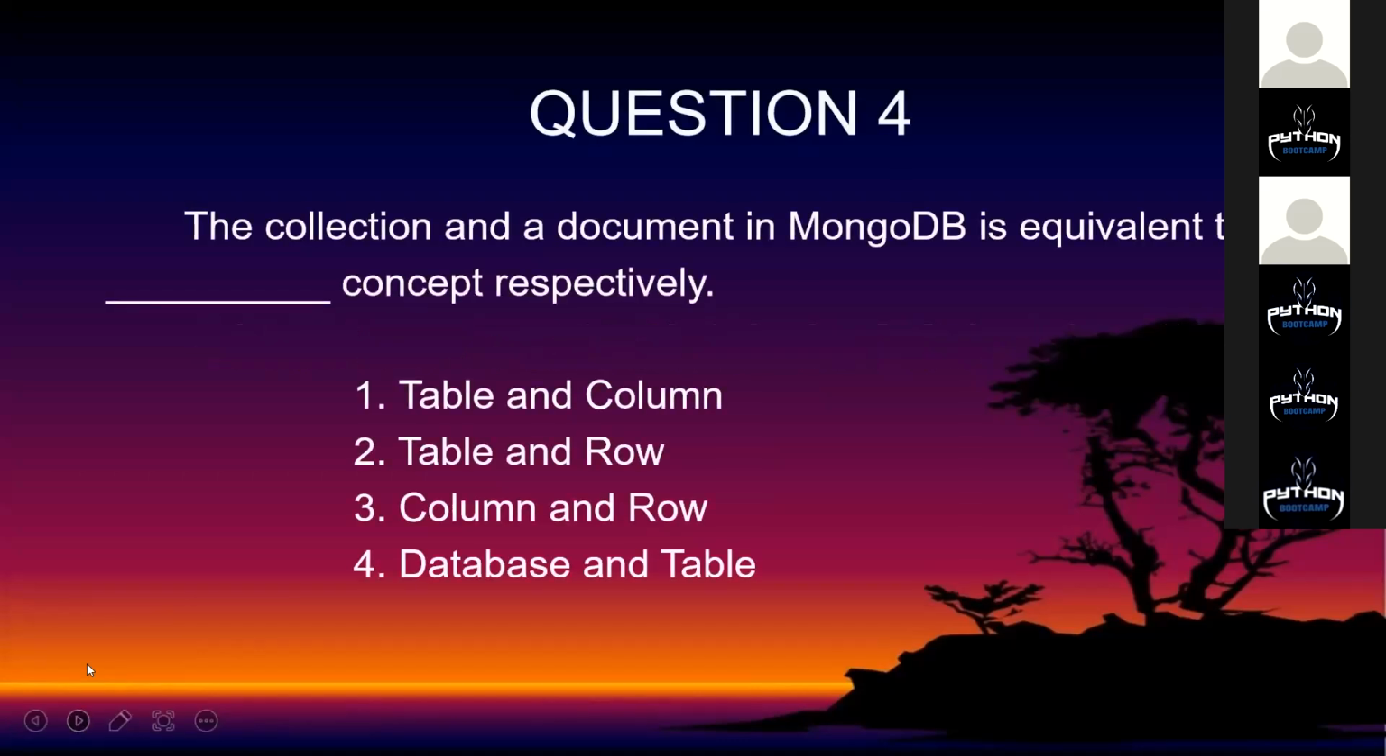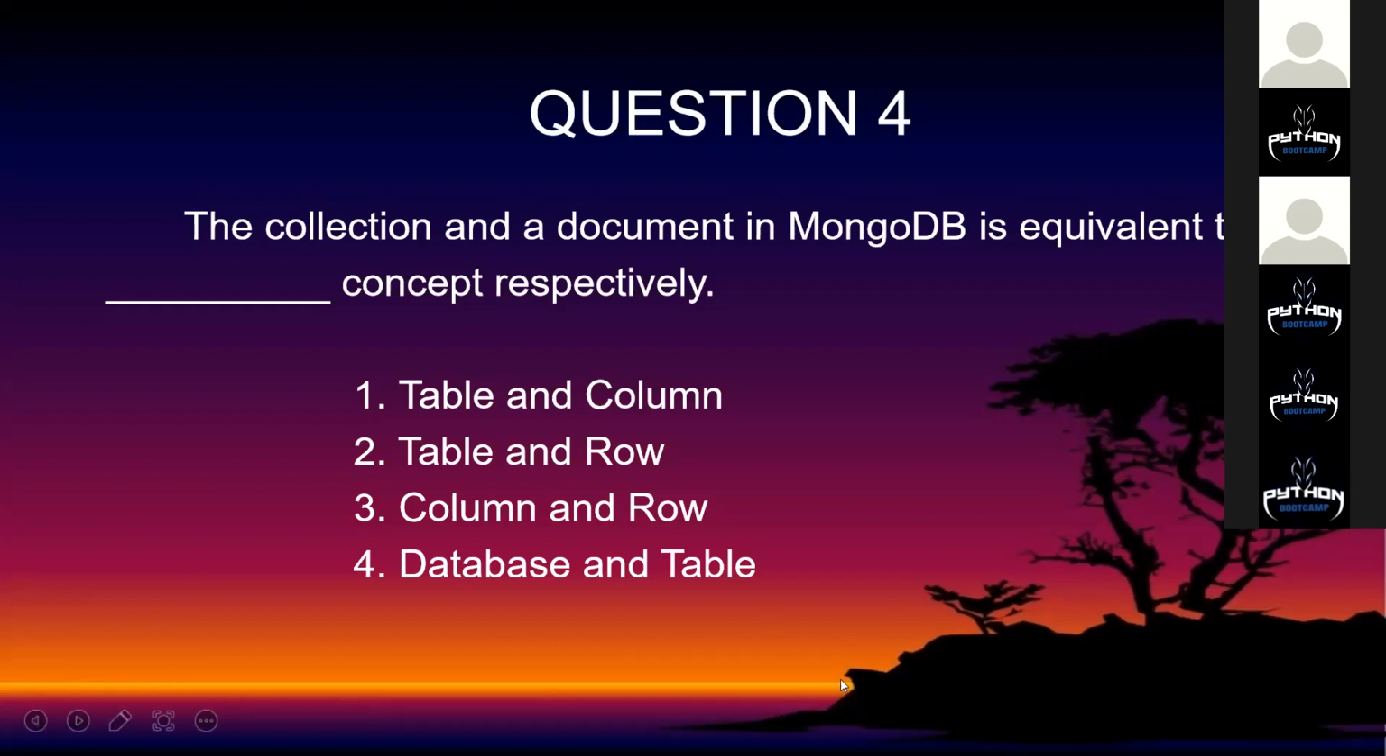Question number 4: the collection and document in MongoDB are equivalent to which concept respectively? Table and column, table and row, column and row, or database and table? Answers come as 2: Amuda, Rakshita, Suresh, and one more answer from Atishwari as 4. Snega has answered table and row, option 2. Alpana has answered table and row.